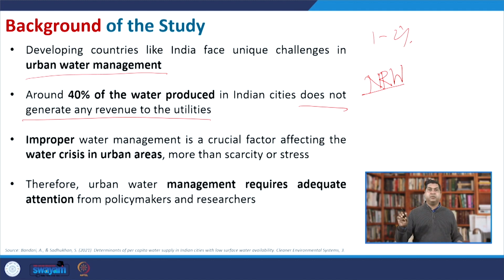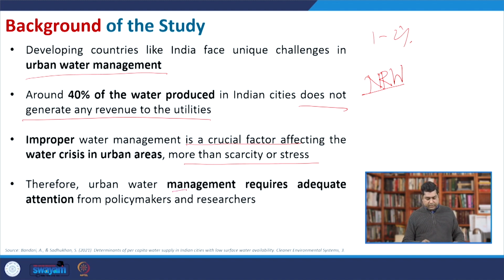Or else somewhere when the water supply is metered and there is some sort of subsidy, there might be some sort of unbilled consumption, so then also it is not accountable, right? So for this particular lecture, let us not go into much detail on NRW, because the main purpose of this case study is to show you the approach, the methodology that we have used. But this is something very important. Improper water management is a crucial factor affecting the water crisis in urban areas more than the scarcity or stress. So even if you have the water, we need proper management.